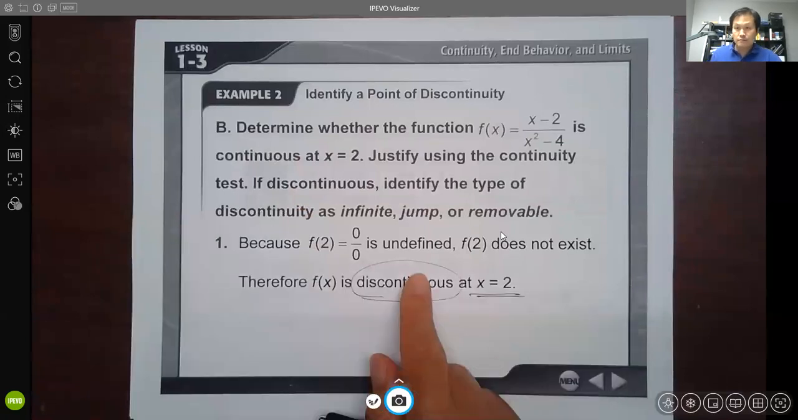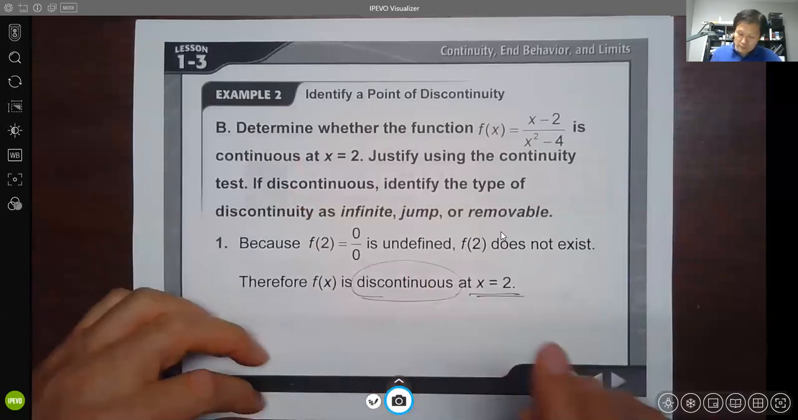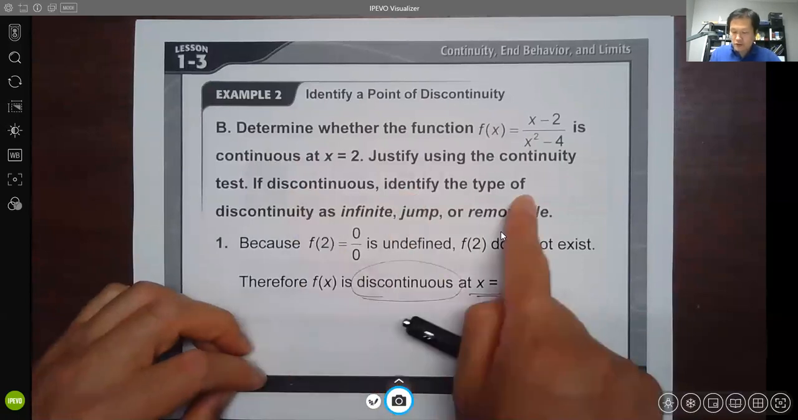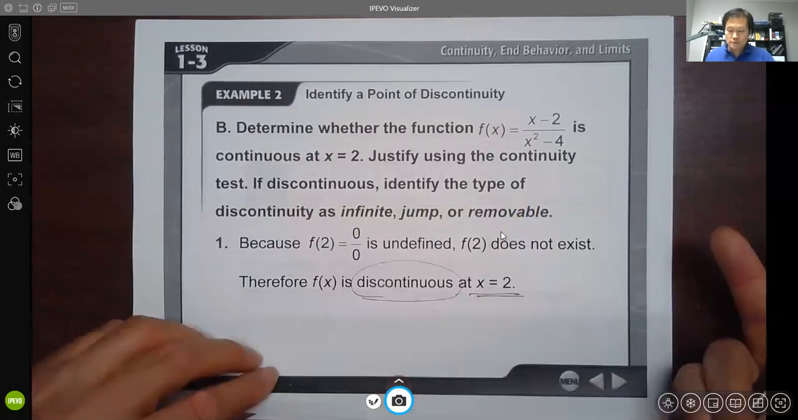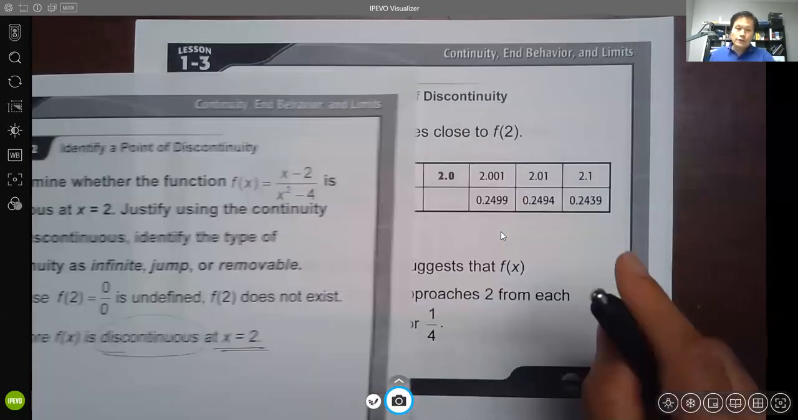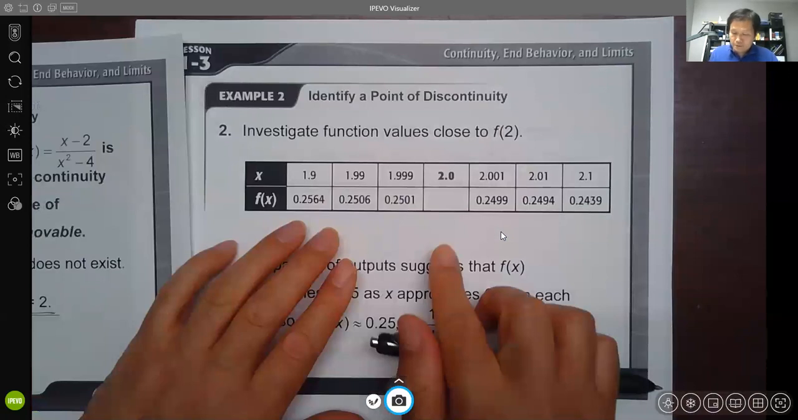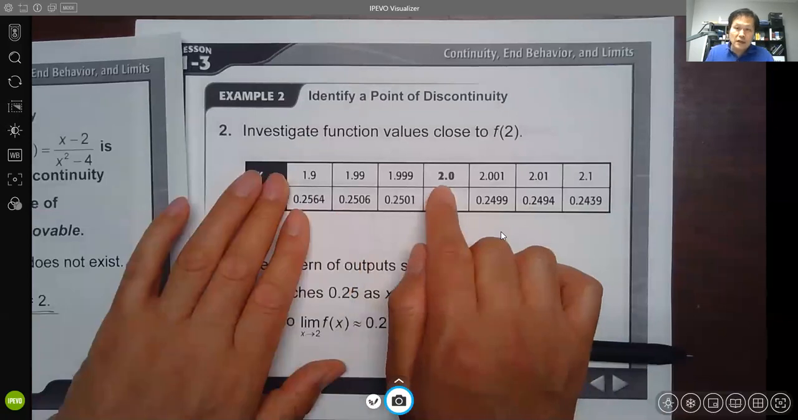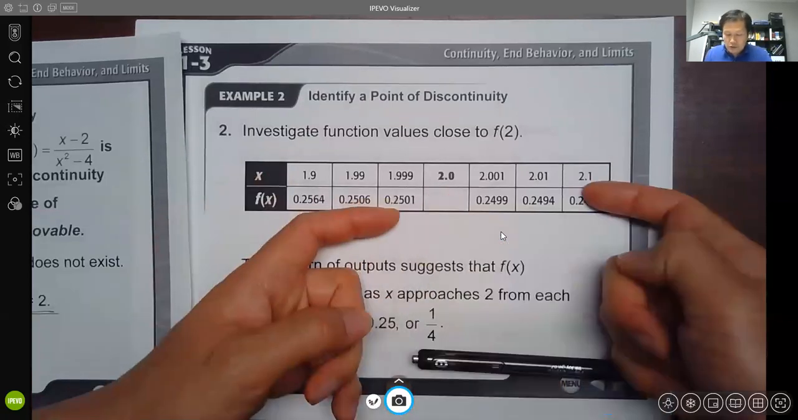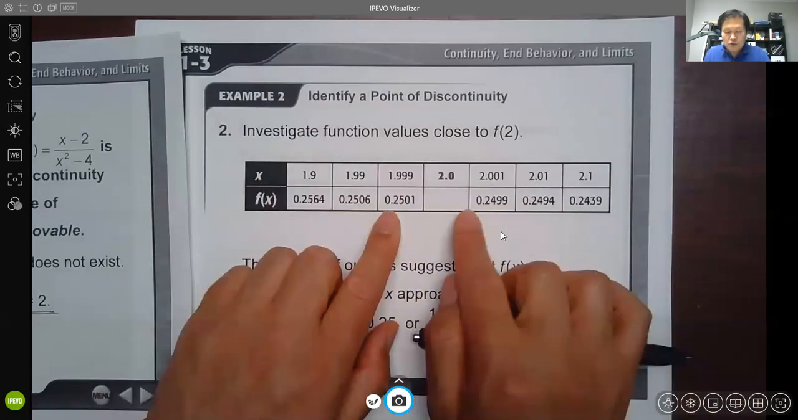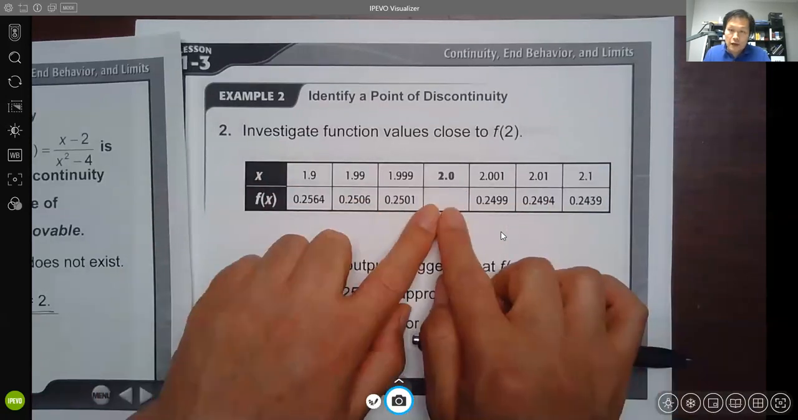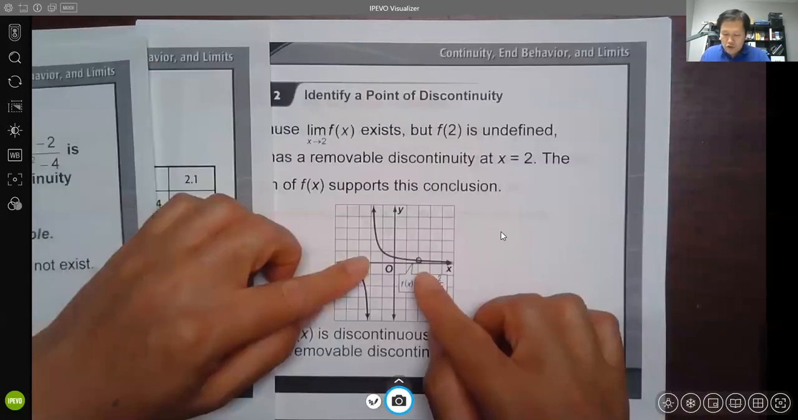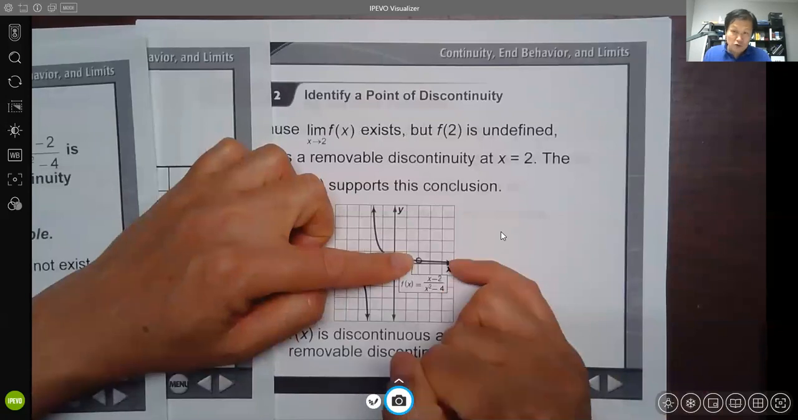So done deal. Discontinuous. If discontinuous, identify the type: infinite, jump, or removable. We talked about it. It has a hole, so it's removable. If you look at the number analysis here, we are picking x values close to 2 from the left and from the right, and looking at the y value approaching. It's approaching 0.25. The y value is approaching 0.25 from both sides.